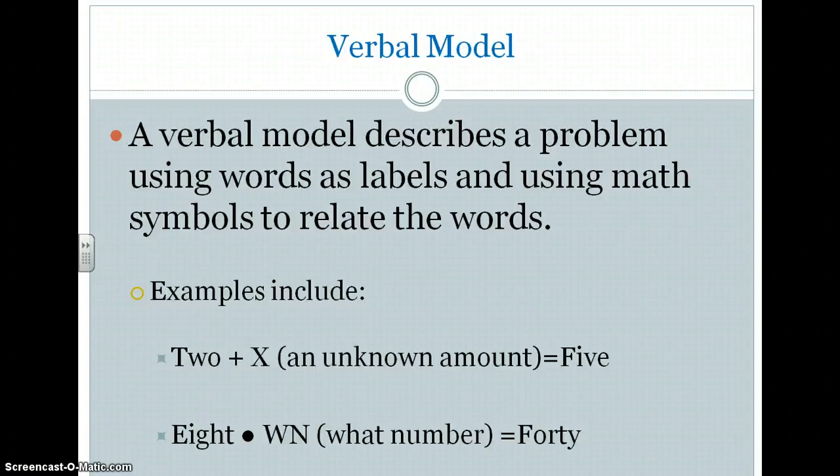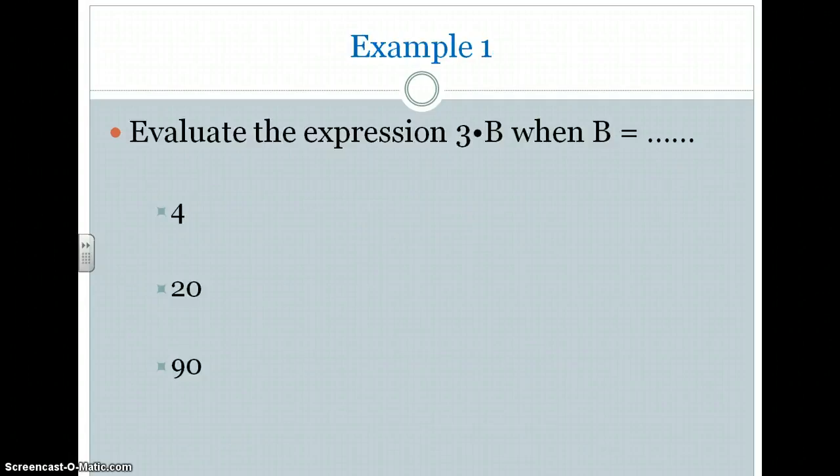Okay? Sometimes you'll want to do things and show them as a verbal model. These are a couple of examples. I like substituting for X the phrase an unknown amount or what number. Those I think help me a lot to try and figure things out when I'm putting them into words.